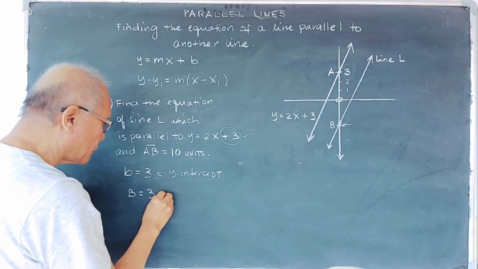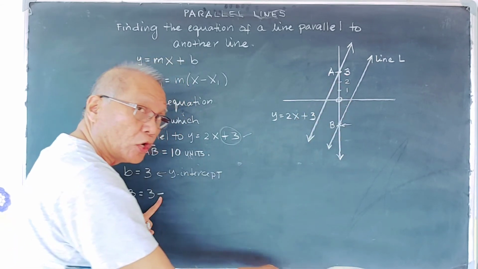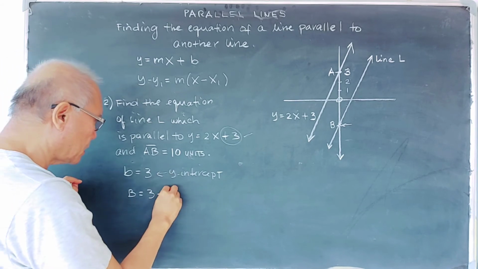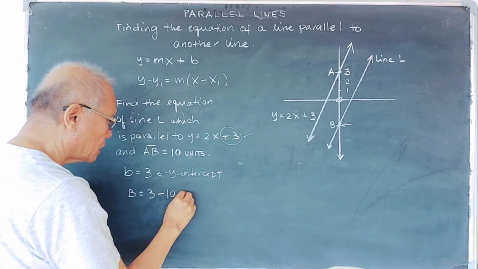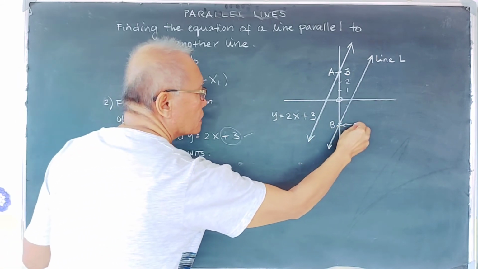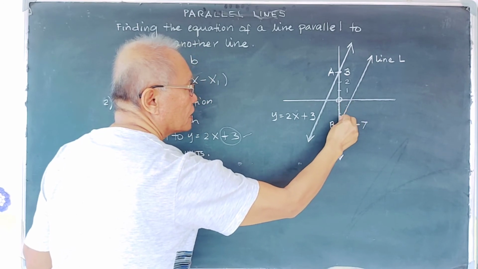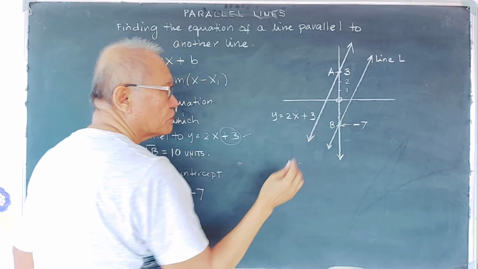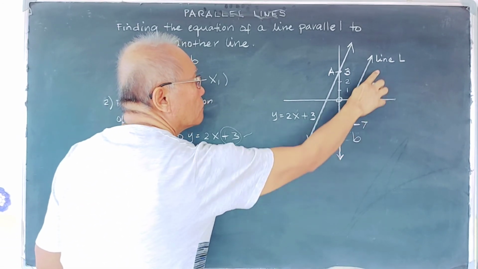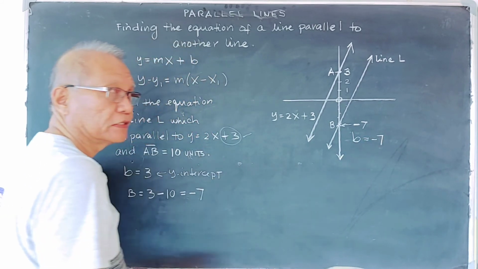3 minus, why do we know it's minus? Because we know that line L is below. It is going down. So we subtract the distance, which is 10 units. So that one is negative 7. So the coordinate here is negative 7. It's negative 1, negative 2, negative 3, negative 4, negative 5, negative 6, negative 7. So we know that the b of this line here is negative 7.